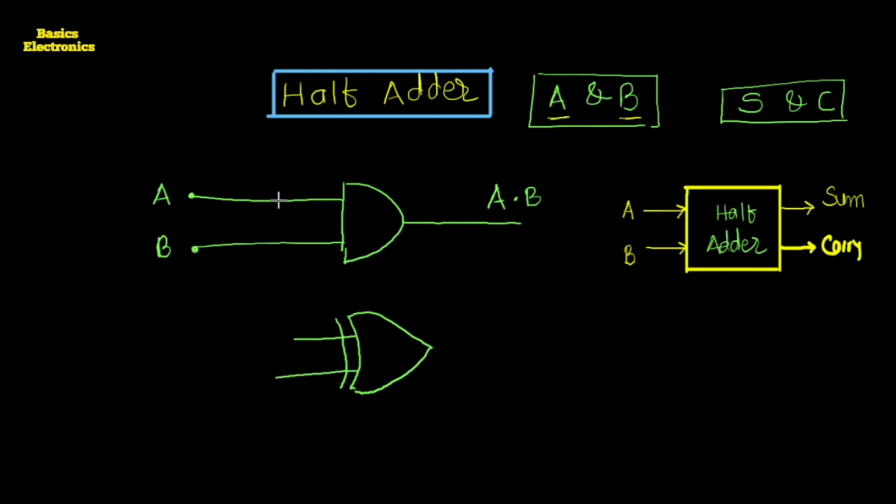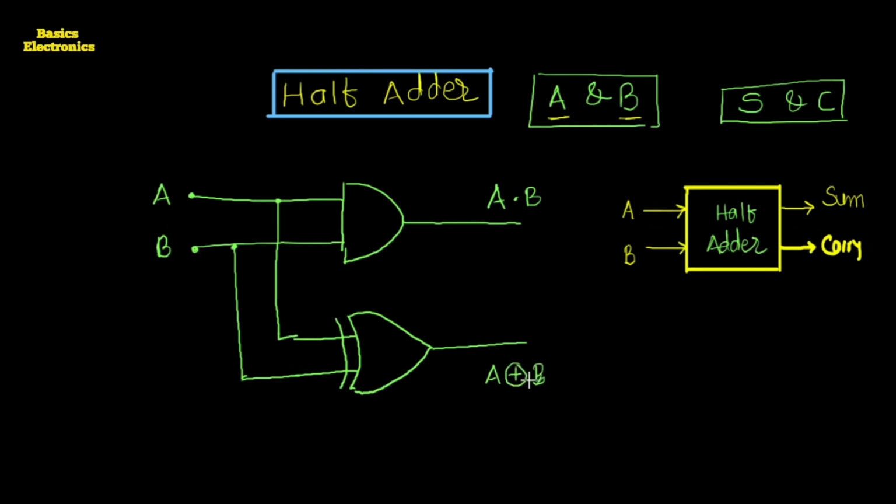Okay, so I am going to connect the A from this common line. Here is the input A, and here I am going to take the input B from the lower line. So the XOR gate and the AND gate both have the same inputs. The output of this XOR gate becomes A XOR B.